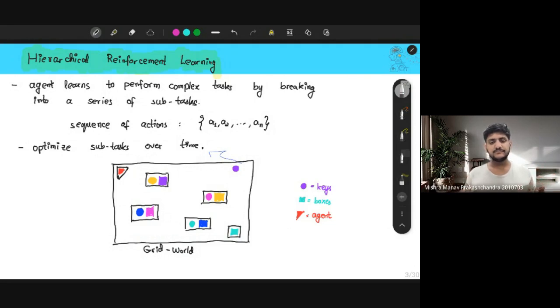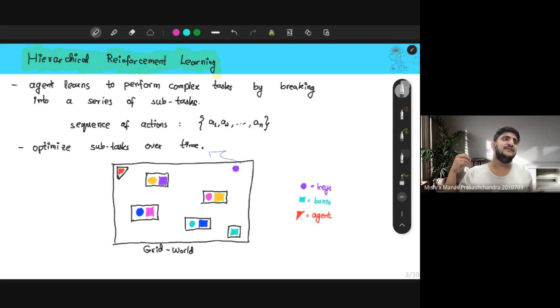Now if I were to do it in a traditional RL way, the chances of an agent stumbling across this sequence of actions are very, very rare. The reward is very sparse because the agent only gets a reward of +1 if it reaches the goal, which is the light blue box. Otherwise the agent keeps on getting a reward of 0. So there is a big sparsity when it comes to reward.